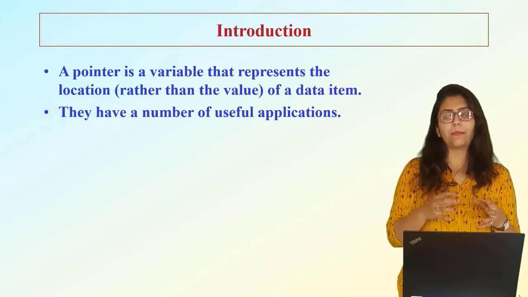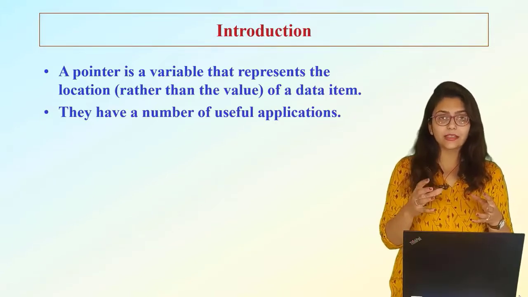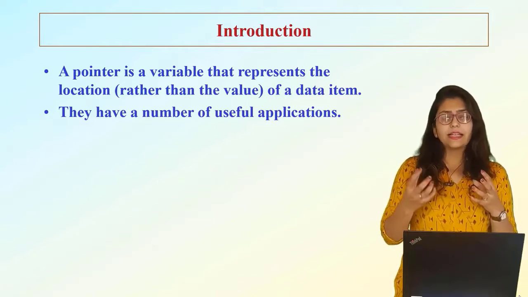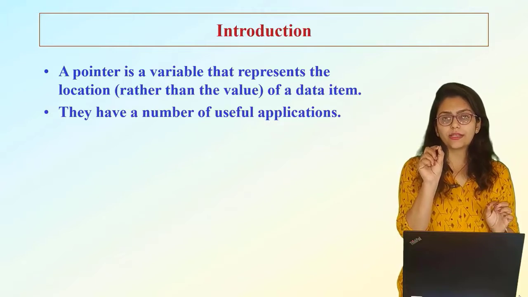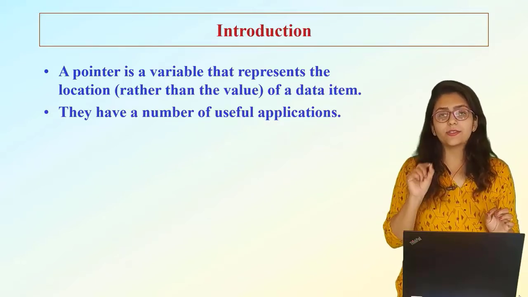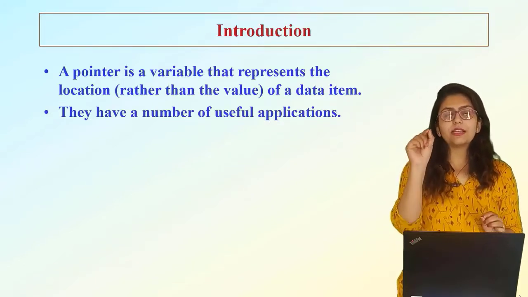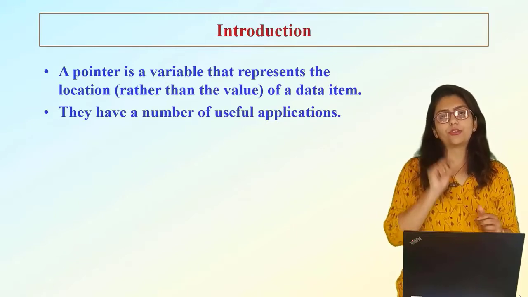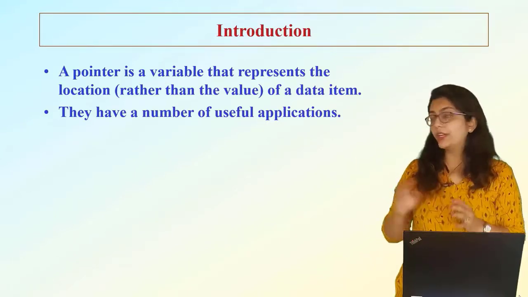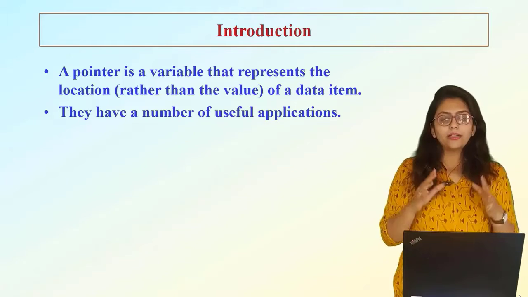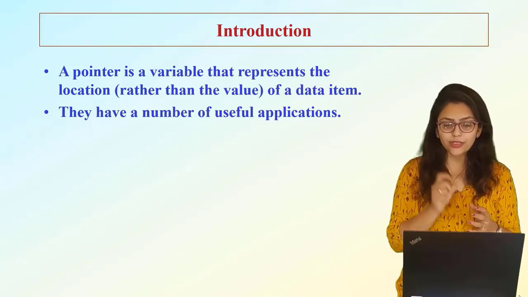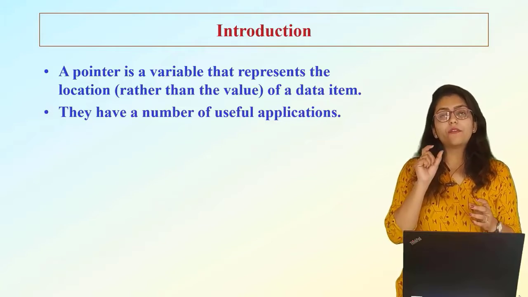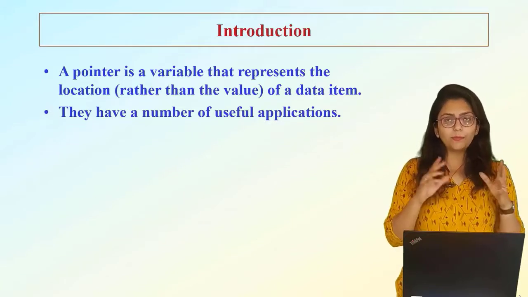Sometimes it may happen that you have a data item x or say variable x. X is carrying some kind of value and you want the particular address of x, that is, where in memory x is stored, right? That address can be stored inside a pointer. So if you read the definition loudly, a pointer is a variable that represents the location. Location means the address rather than the value of the data item. It is known as a pointer, right?